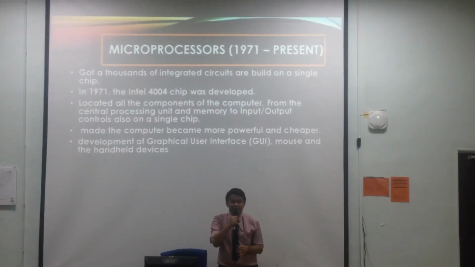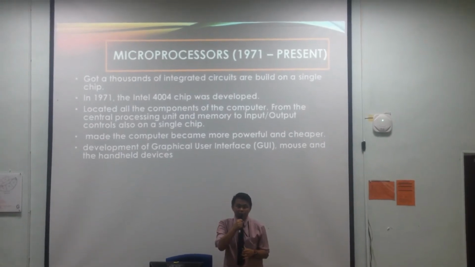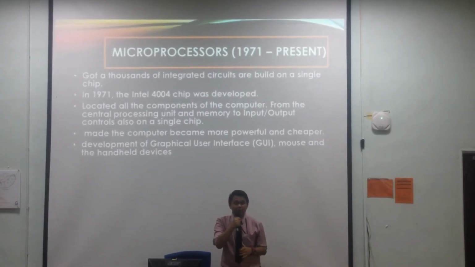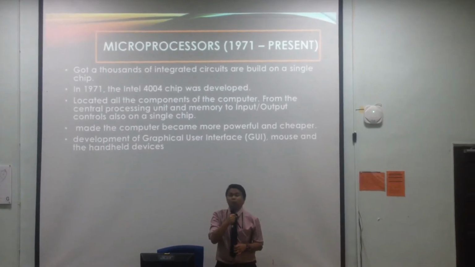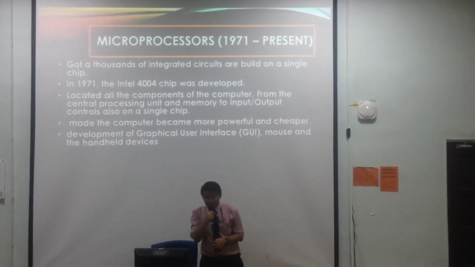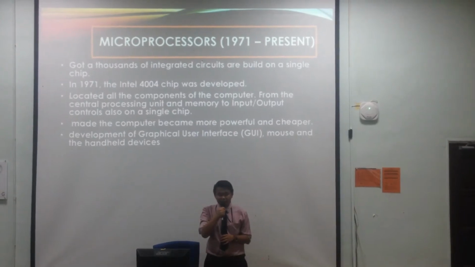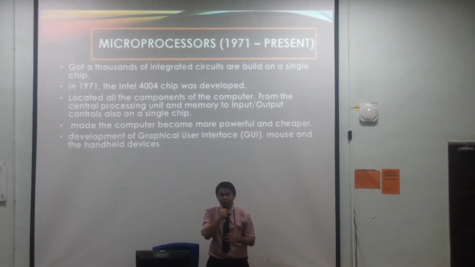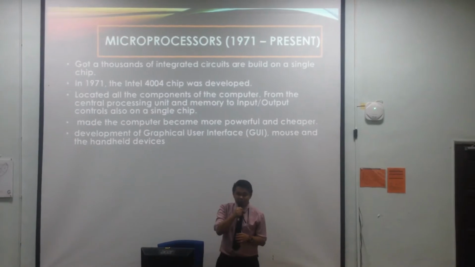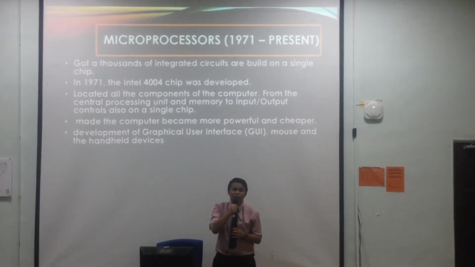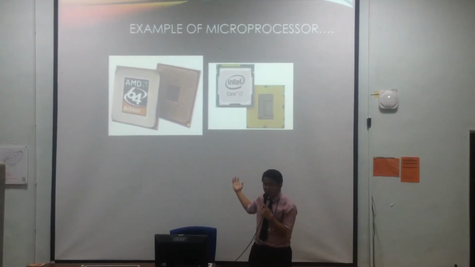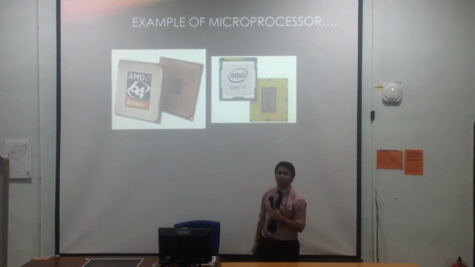Another history of CPU is the microprocessor. Microprocessor was invented in 1971 and is used until now. Microprocessor has thousands of integrated circuits built on a single chip. Besides that, microprocessor made the computer become more powerful. This is an example of a microprocessor.